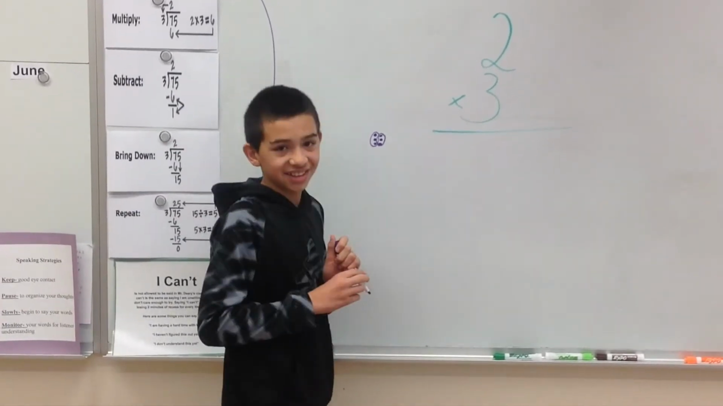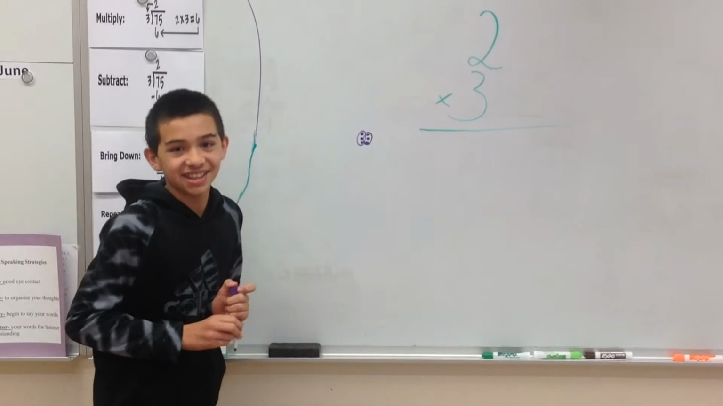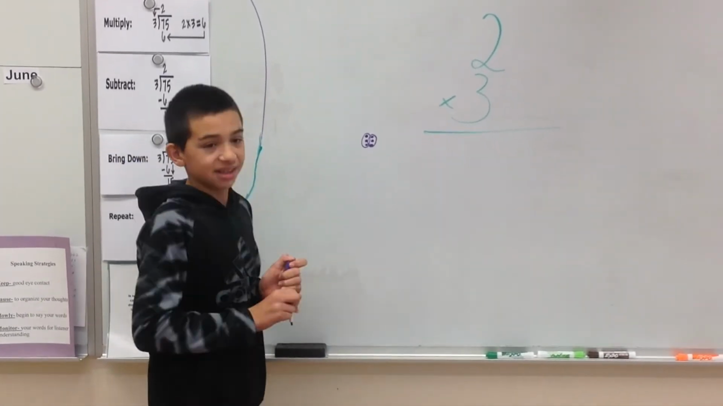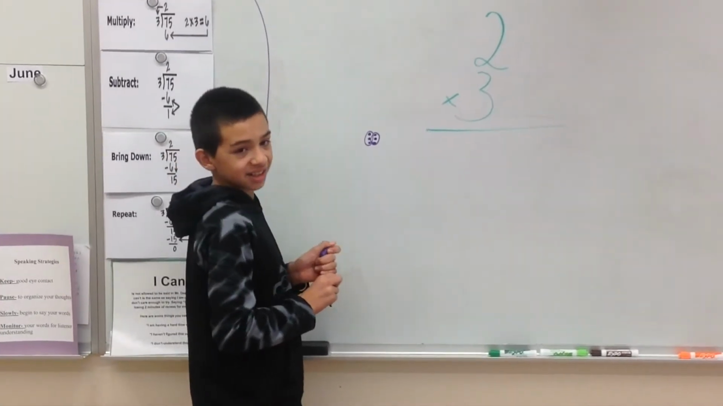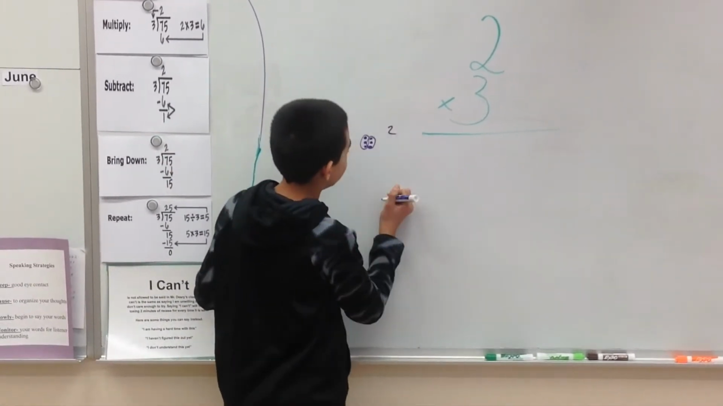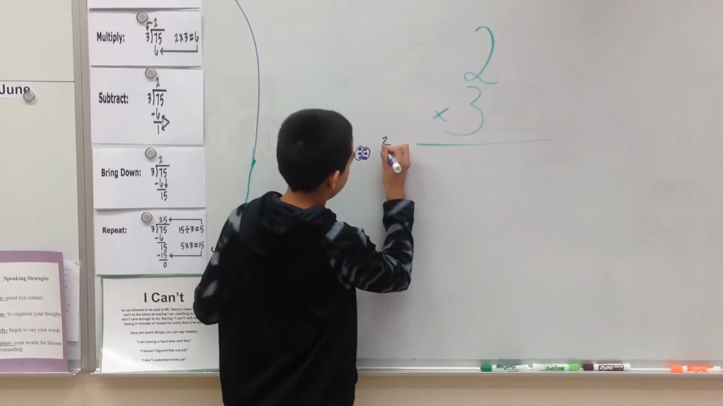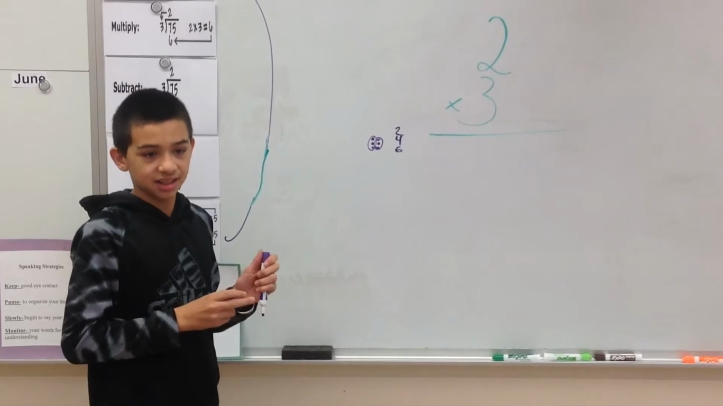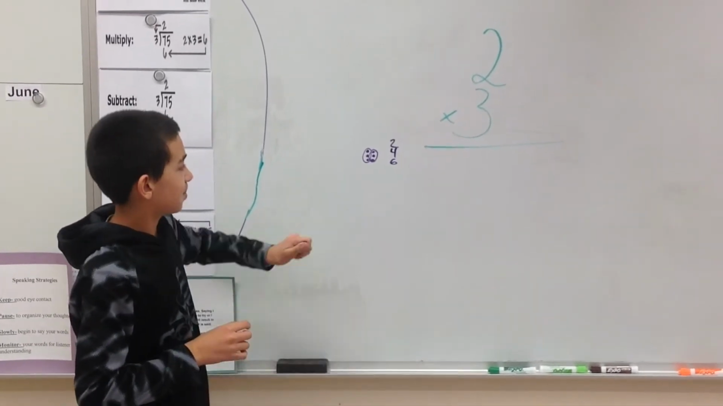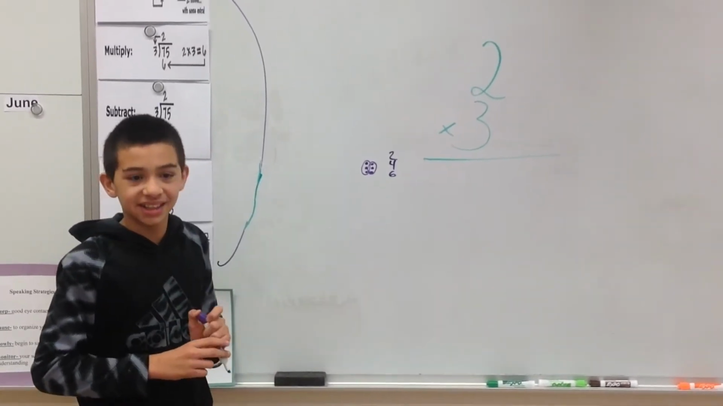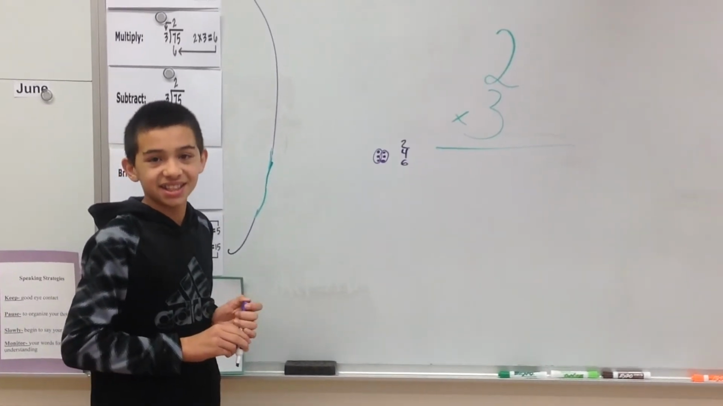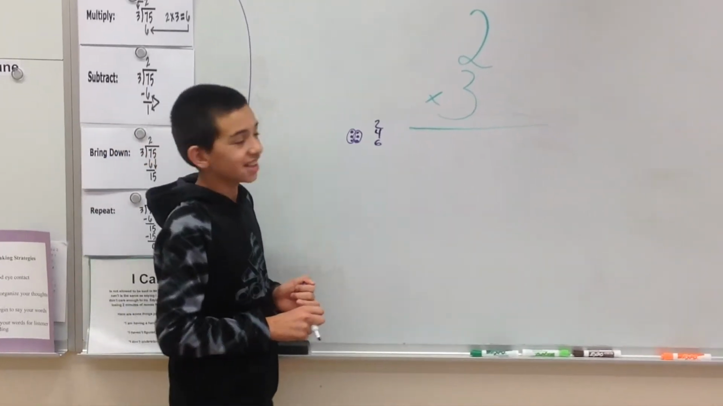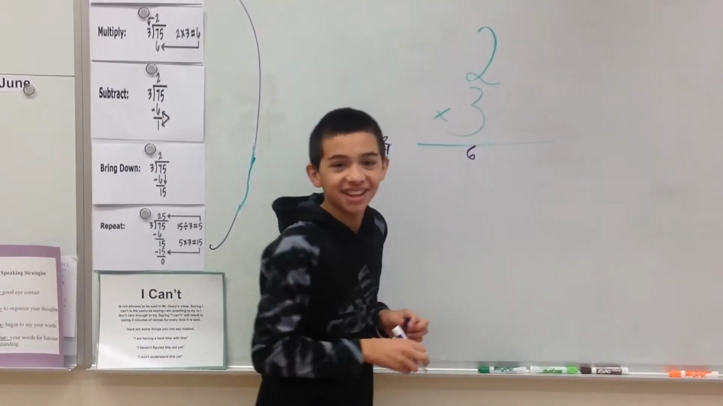So what would your answer be with that strategy? 6. Do you have any other strategies? Yes. I could skip count by 2. Show me that. 2, 4, 6. And how did you know that we had to stop skip counting? 3. Oh, because you skip counted 3 times? Yes. So what's 2 times 3? What's your final answer? Can you write that down? Okay. Awesome work. Thanks, Kirby.